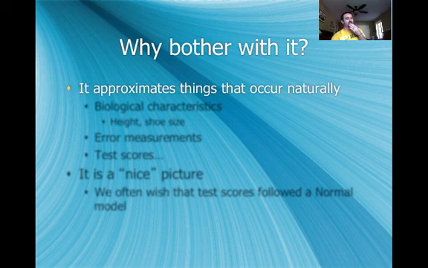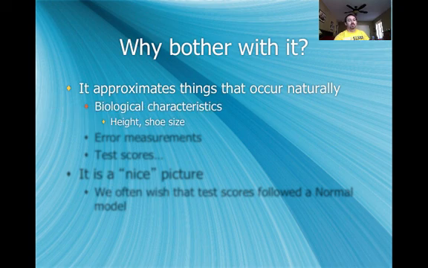Okay. So a couple things. Why should we bother with it? Well, first of all, it approximates things that occur in nature. A couple things like biological characteristics such as height and shoe size. In general, if you were to make a histogram of heights of a population, it's not going to be perfect, okay, because nothing's ever perfect. But if I make a huge histogram with lots of biological characteristics, or rather with just height, then if I look at that histogram and I back up, it's really going to have that beautiful normal shape where it kind of falls off evenly on both sides. Shoe size will be the same thing.